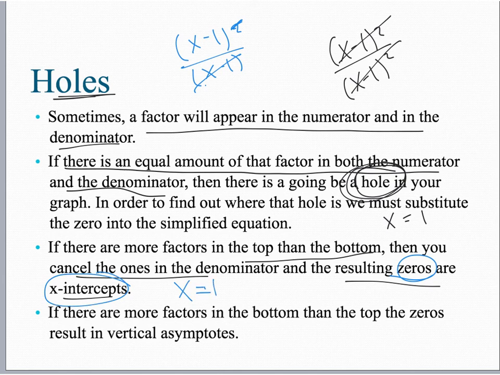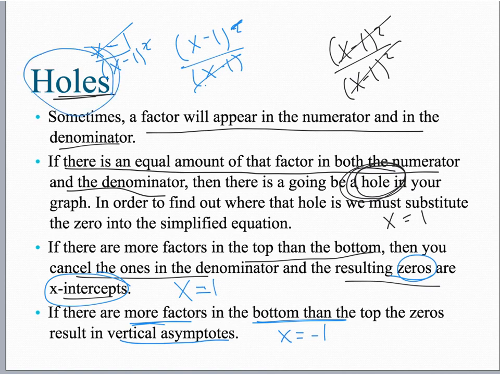If there are more factors in the bottom, that results in vertical asymptotes. So again, using this example, the top cancels with one of the bottom ones, and I end up with a vertical asymptote at x equals -1. So that is how we get holes, when something perfectly cancels with the top and the bottom. All right, so let's see how this is all put together.